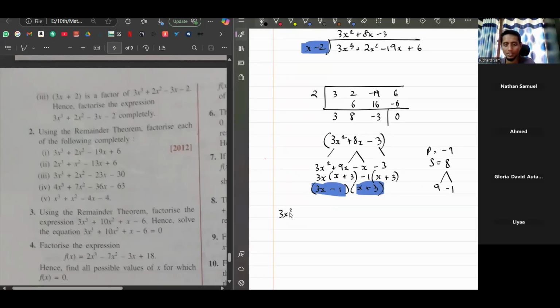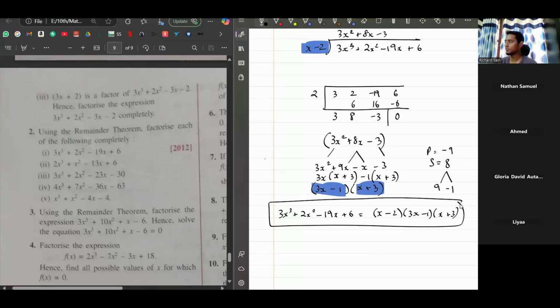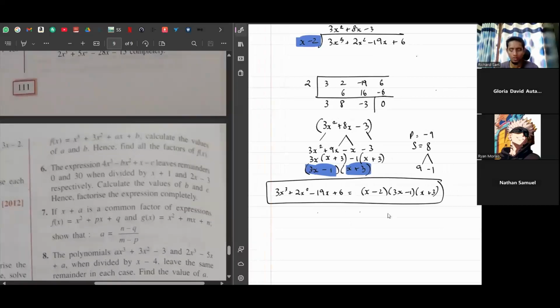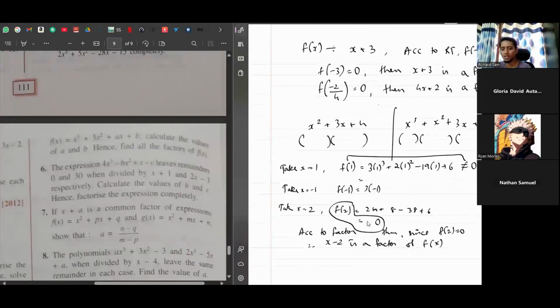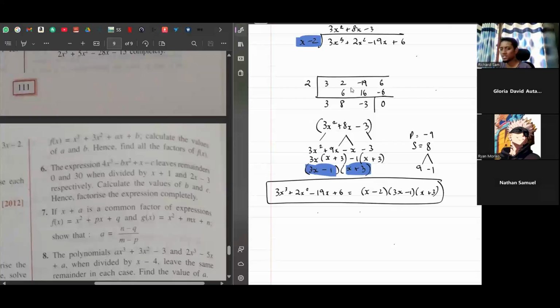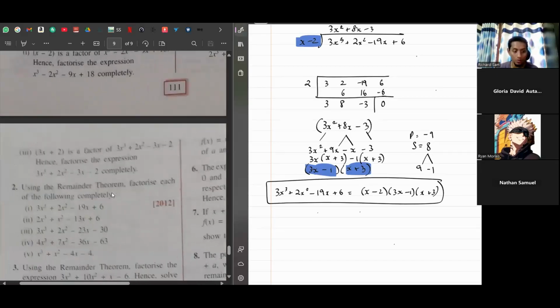Finally, you need to write the whole question. That is, 3x cubed plus 2x squared minus 19x plus 6 is equal to all these three factors: x minus 2 into 3x minus 1 into x plus 3. This is the final answer. Is that clear? So you can think of this as 3 steps. The first step is to get the first factor. The second step is this synthetic division or the long division method to get this big factor. And the third step is to factorize that to get 2 more factors. So 3 steps.